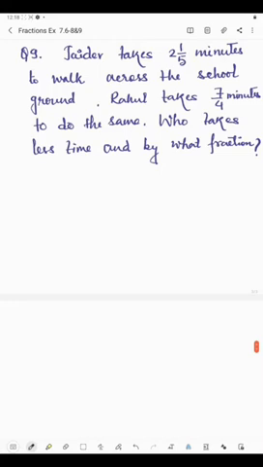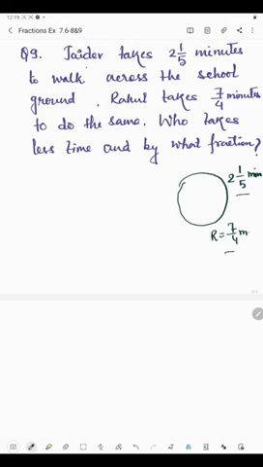Now question number 9 says Jaydev takes 2 1/5 minutes to walk across the school ground and Rahul takes 7/4 minutes to do the same. Here it is given that Jaydev takes 2 1/5 minutes to walk across the school ground, and Rahul also takes time to walk across the school, and it takes 7/4 minutes. So Rahul takes 7/4 minutes to walk across the school ground. We will have to find who takes less time. Now to find this, we need to compare these two fractions.